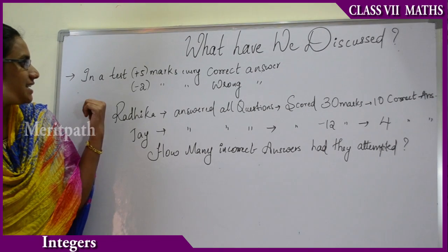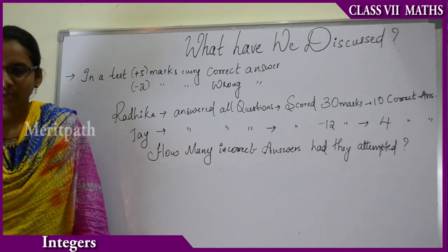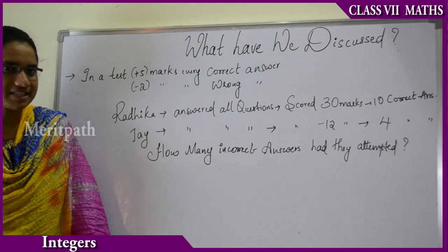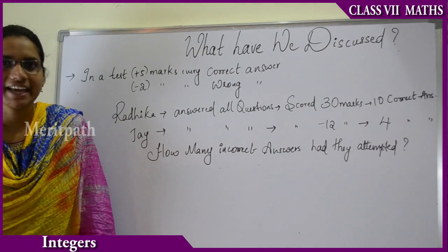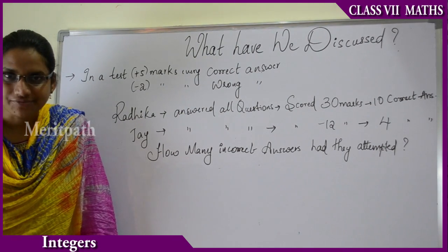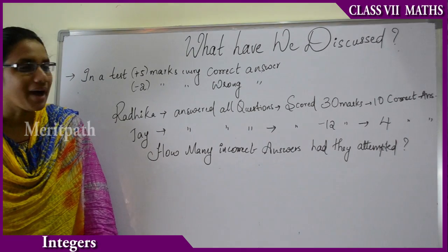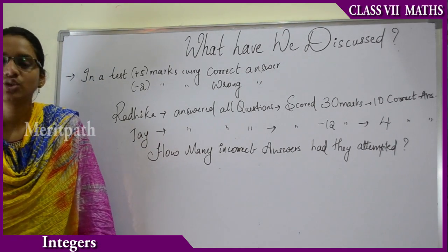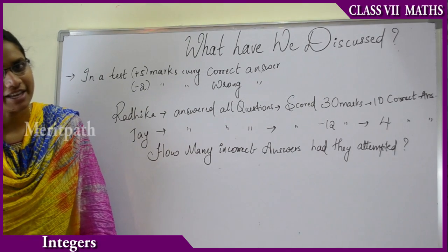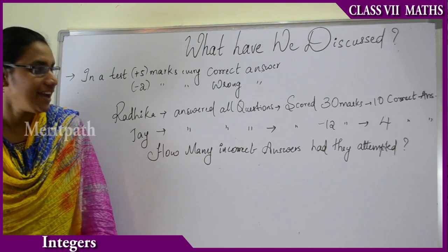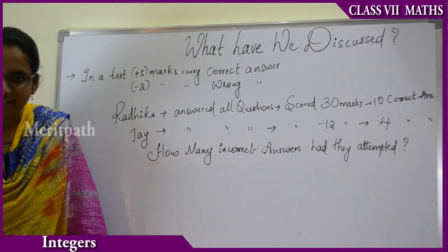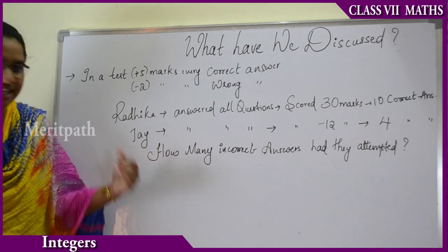Question: suppose you will be writing exams. For example, let us take one exam. In the test, you will be awarded 5 marks for every correct answer and 2 marks will be deducted for a wrong attempt. Now, there are two persons, Radhika and Jai.